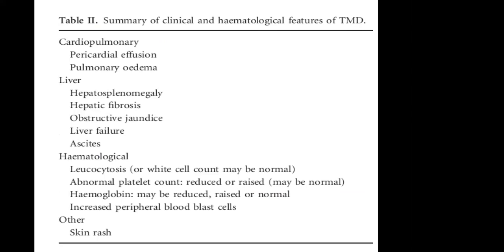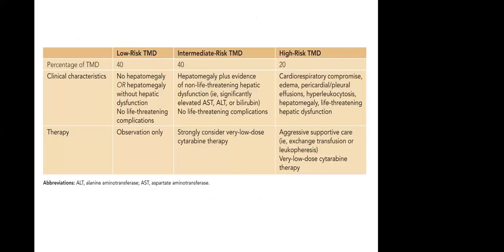Hematologically, we see leukocytosis, and an abnormal platelet count, reduced or raised. Reduced platelets show a poor prognosis. Hemoglobin may be reduced, normal, or raised, with increased peripheral blood blasts. Another feature is the skin rash, which you may or may not find. So this is what you should look for and when.